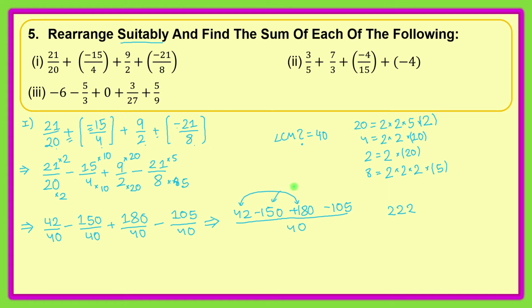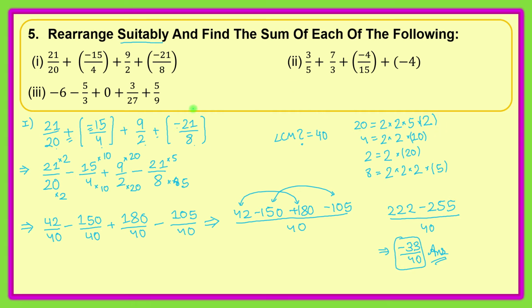Minus 150 plus or minus 105 would be equal to minus 255, and the whole divided by 40. So this will give me minus 33 upon 40, and this would be the answer here. Okay friends, so this is the answer here.